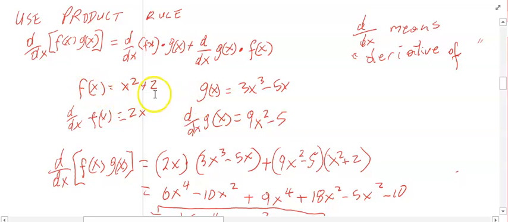f(x) is equal to x squared plus 2, so the derivative of f(x) will be equal to 2x using our power rule that we learned earlier. The power goes over and the exponent goes down by 1. g(x) is equal to 3x cubed minus 5x. The derivative of g(x) will be equal to 9x squared minus 5, again using our power rules that we learned earlier.